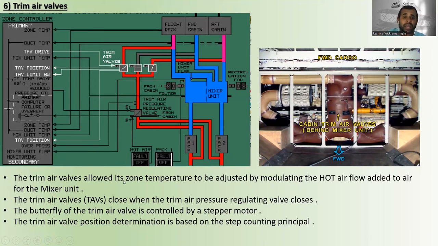The trim air valves allow each zone temperature to be adjusted by modulating the hot air flow added to the mixture unit, right? About the trim air valves, I explained the function in the previous lesson. The trim air valves close when the trim air pressure regulating valve closes. The butterfly of the trim air valve is controlled by a stepper motor. You can see this is the stepper motor, right? The trim air valve's position determination is based on the step counting principle.